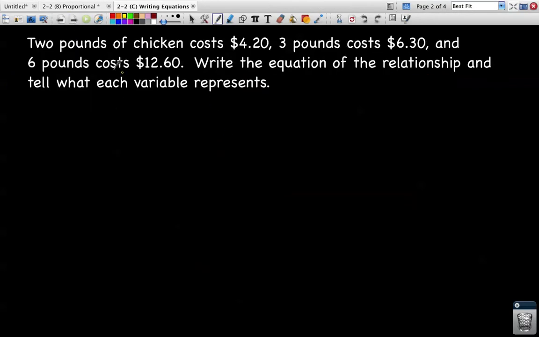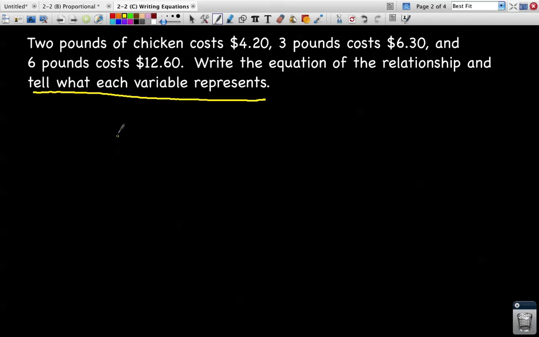Okay, let's look at another one. 2 pounds of chicken costs $4.20, 3 pounds cost $6.30, and 6 pounds cost $12.60. Write the equation of the relationship and tell what each variable represents. There's one more thing we're adding to this: we have to tell what each variable represents. That's the last part of this, and everything else is something we've done before.